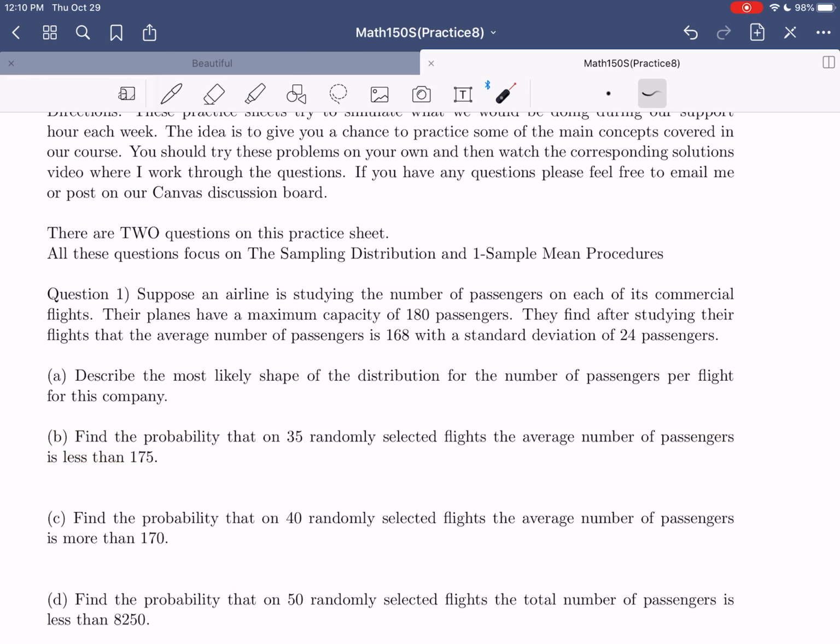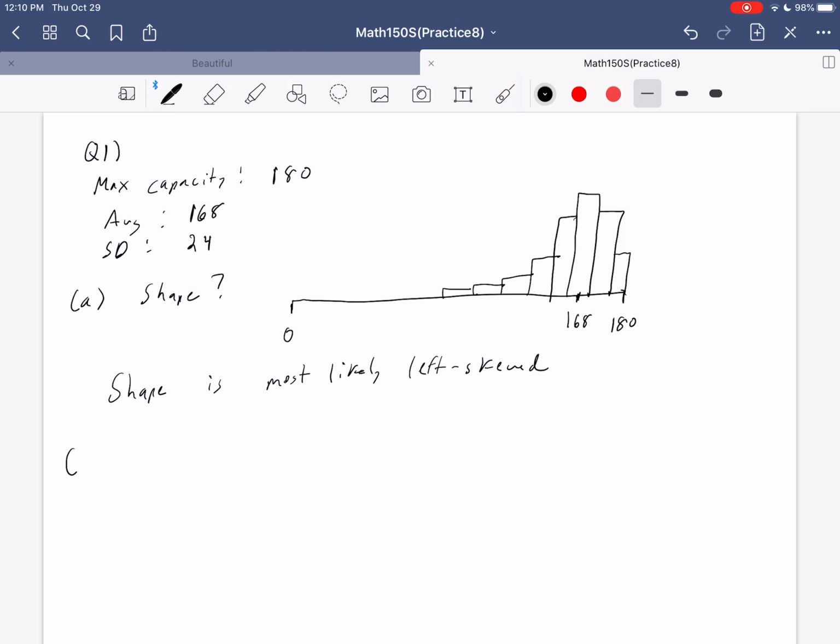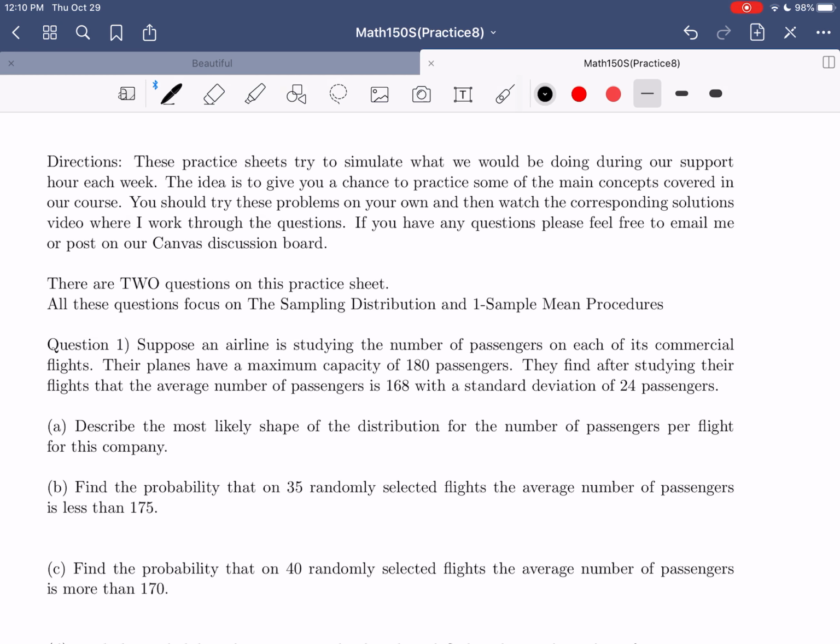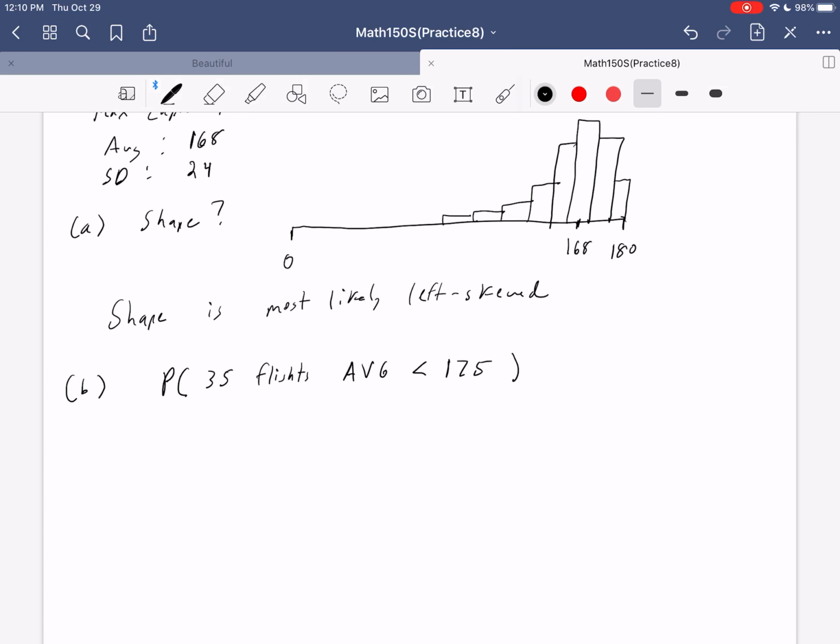We want to find the probability that on 35 randomly selected flights, the average number of passengers is less than 175. So let's go ahead and just write out what we're going to be doing here. We want to take the probability that 35 flights have an average less than 175. I believe that's what we said there. Yep, there we go. Okay, first thing, as we talked a lot about this, if you see that mention of the average of a group, that immediately tells you that we want to make use of the sampling distribution.